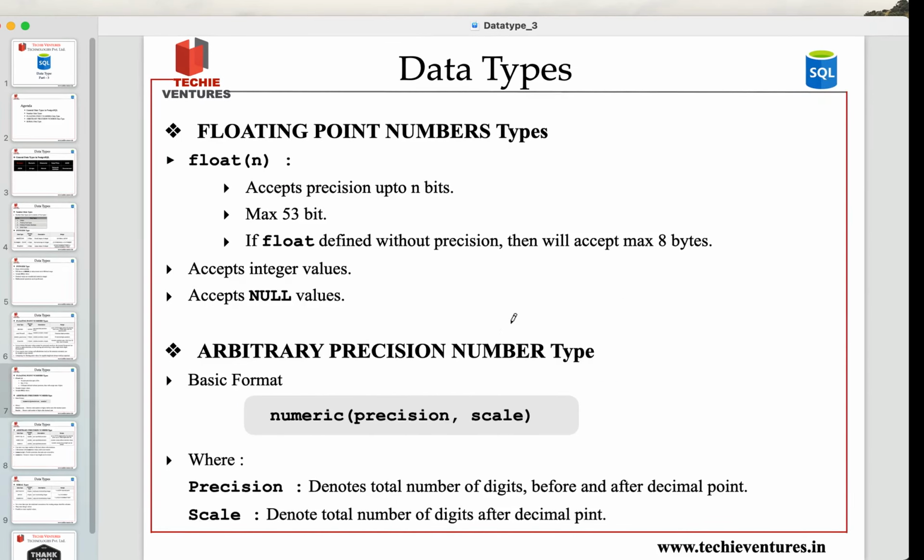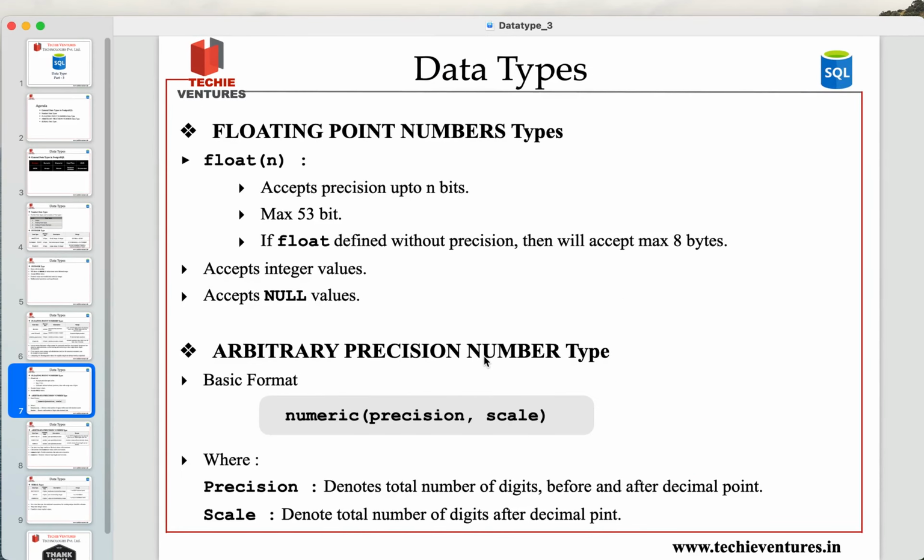Now let's talk about arbitrary precision numbers. Before we jump into arbitrary precision numbers, there are two important terms which you should be aware of. One is called precision and another one is called scale. Precision is nothing but the total number of digits before and after the decimal point.